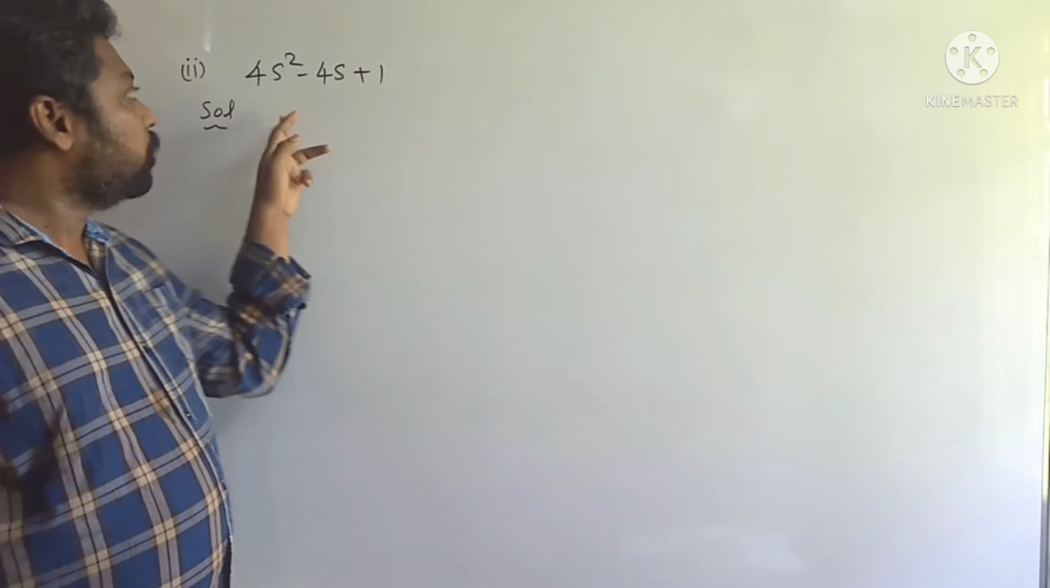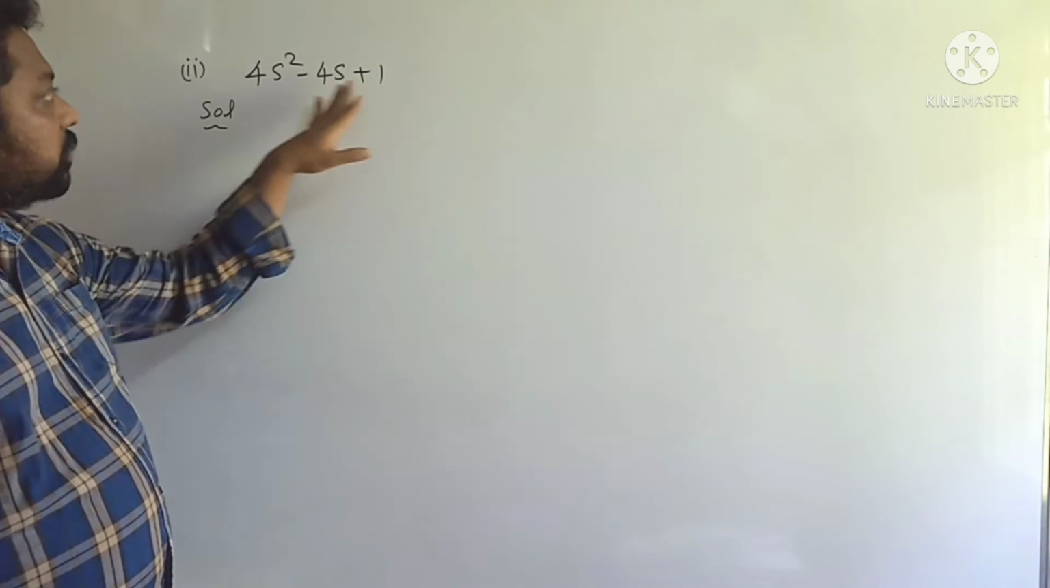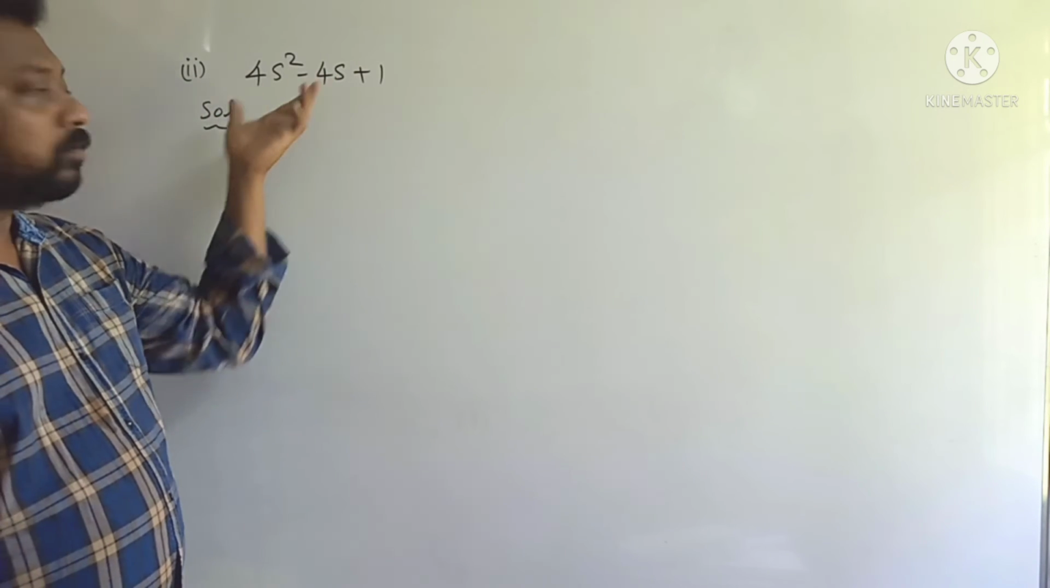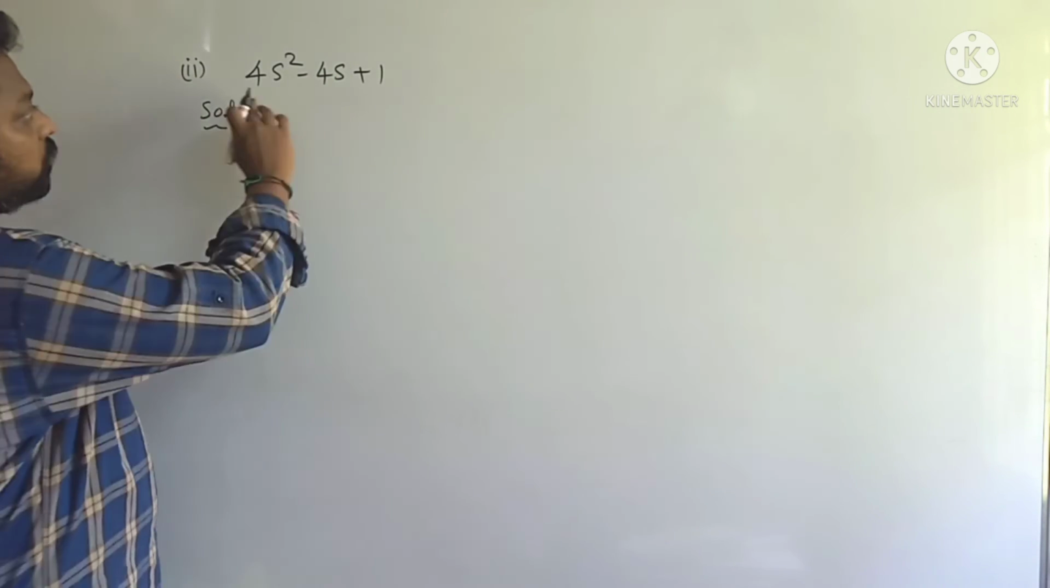Coming to the second Roman, 4s square minus 4s plus 1. What we got to do? We got to find the zeros, that is the solution. Then we got to verify the relation between zeros and coefficients. Fine.